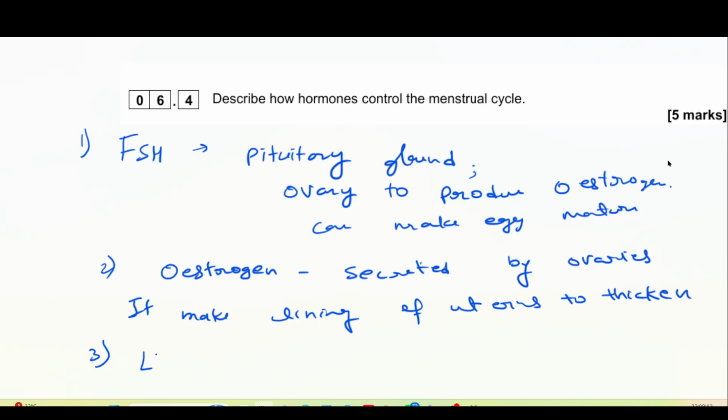Third one is LH. It is again secreted by the pituitary gland, and it causes ovulation. Ovulation means it releases the egg. Causes, not pauses.